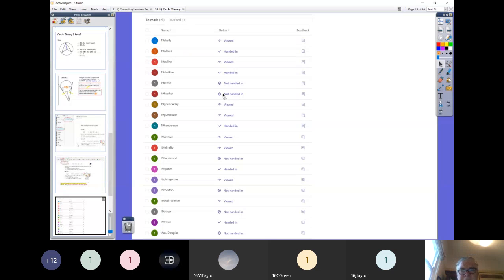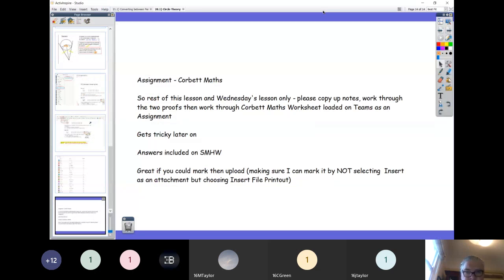Okay, so to conclude, I've set the assignment in Corbett Maths, the Corbett Maths assignment. So there are 2 places you can download it from, either Show My Homework or from the notes on Teams. I know I've been going on a lot today, but in the time remaining in this lesson, you can make a start on those questions and copy up your notes and work through the 2 proofs. And then we've got tomorrow's lesson where you can really be trying to work through that worksheet to a degree.